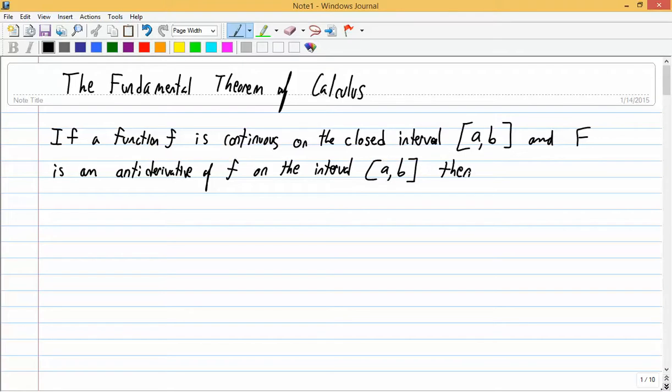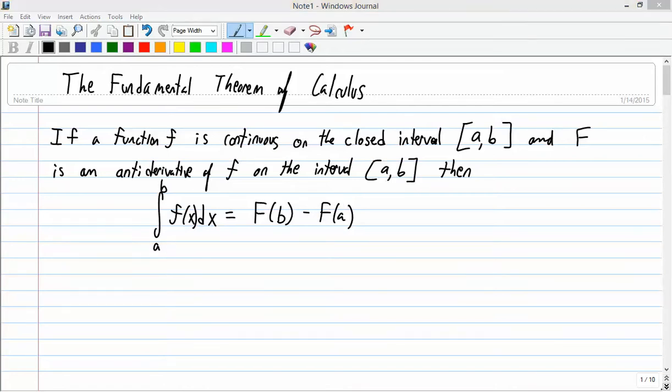then the integral from a to b of f of x dx is equal to capital F of b minus capital F of a. So this is what we do whenever we evaluate a definite integral: we take the answer and then we plug in the upper limit into our answer, minus we plug in the lower limit into our answer. That is the fundamental theorem of calculus.